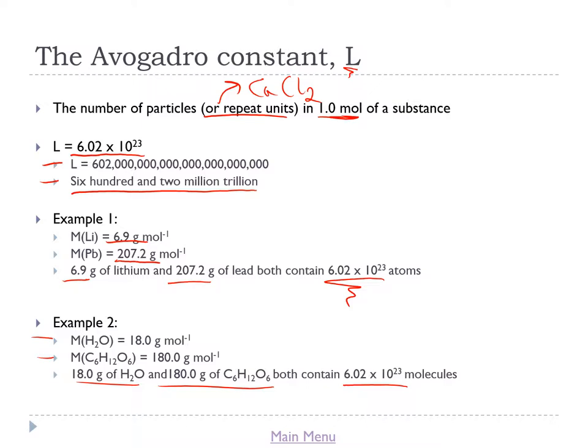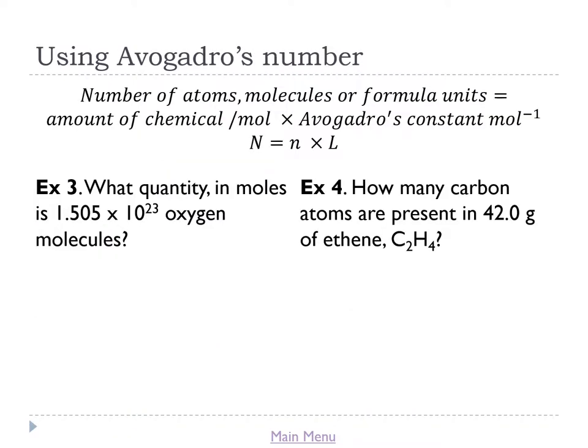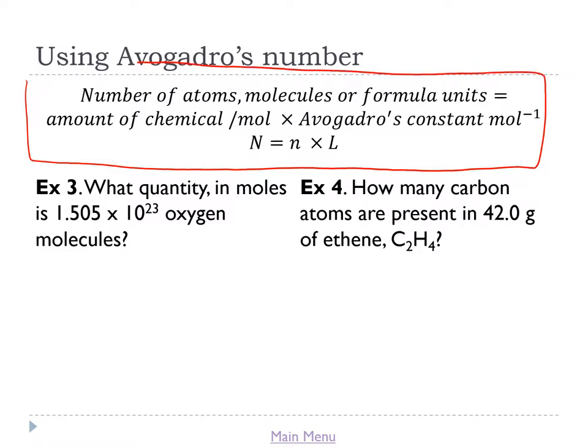A huge, huge number. So we need to be able to do calculations where we use Avogadro's number to calculate the number of atoms given a number of moles, or to calculate the number of moles given a number of atoms. And we're going to use this equation here. Nice and easy. Number of atoms, molecules, or formula units equals the quantity in moles times Avogadro's constant. N equals n, little n, times L. Capital N is your number of particles, and little n is your moles. And we've already seen that L is Avogadro's number.